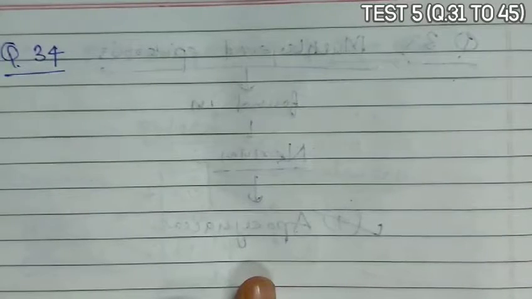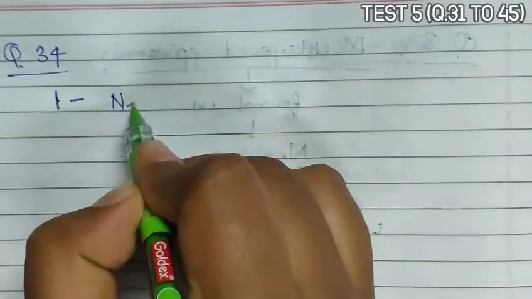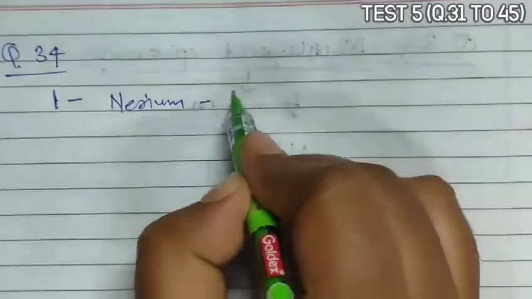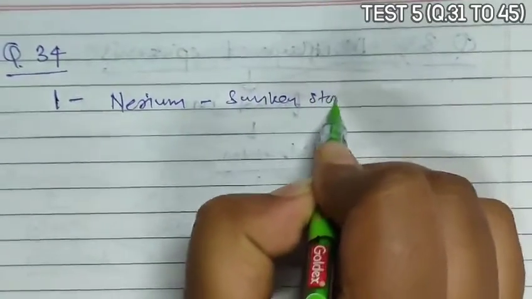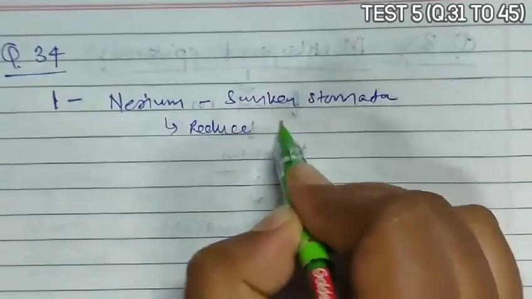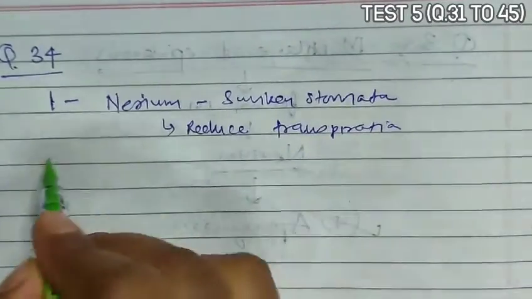Question 34 asks, consider the following statements and select the correct one from the above. Option 1 is given as nerium has sunken stomata. Nerium has sunken stomata in a leaf, which is an adaptive strategy in xerophytic plants for reducing water loss during transpiration. So that is a correct statement, because it is an obvious xerophytic adaptation.